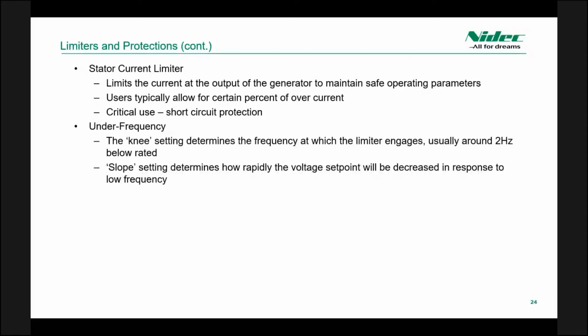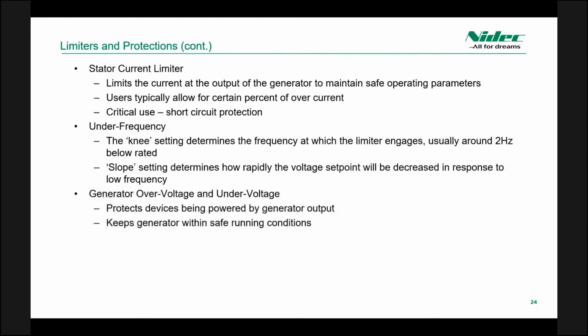For the under frequency limiter, the knee setting selects the frequency at which the volts per hertz mode becomes active. Once volts per hertz has become active, then the regulator adjusts the set point based on how low the frequency goes. The slope setting determines how rapidly the voltage set point is decreased in response to a lower than nominal frequency. When the frequency of the generator decreases, this is an indication that the prime mover is struggling to provide enough power to keep the rotor rotating at nominal speed. The regulator reduces the voltage to decrease the amount of torque required to spin the rotor so that the prime mover can catch up.